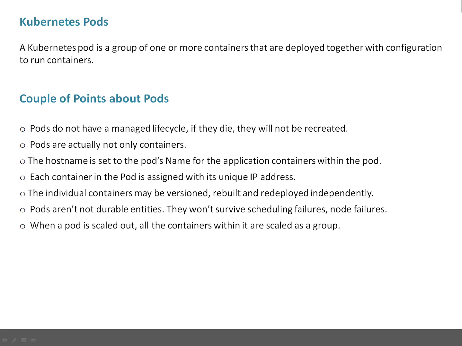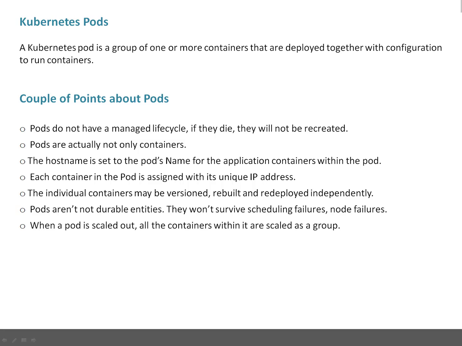Each container in a pod is assigned its unique IP address. This is not a different feature, but I thought to get it documented so you will be aware. Basically what it means, let's say in a single pod you got 4 or 5 replicas. So each replica or each container will have its unique IP address.